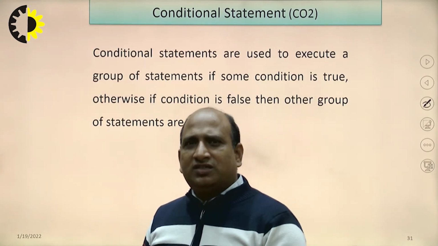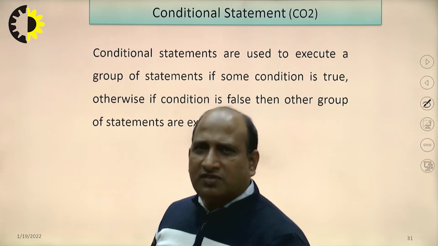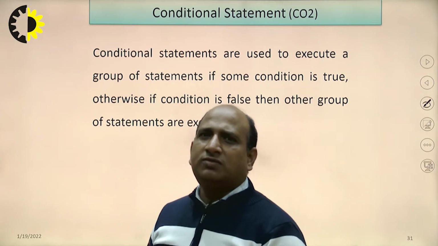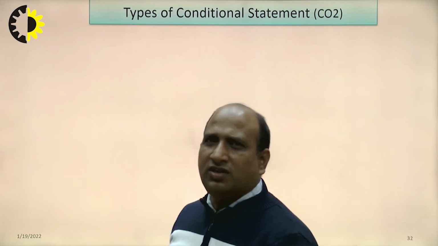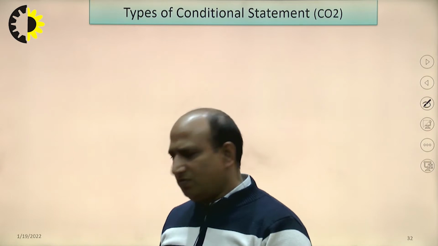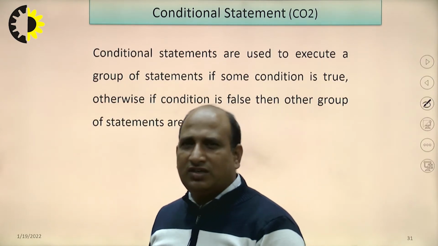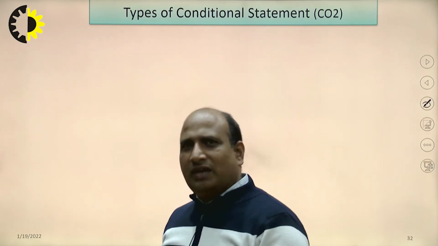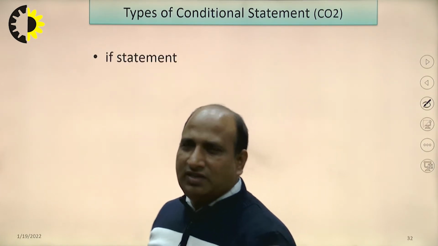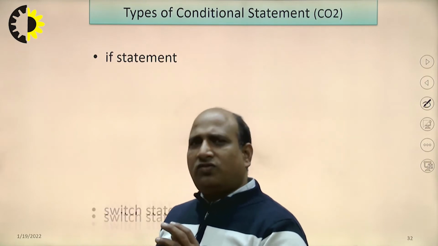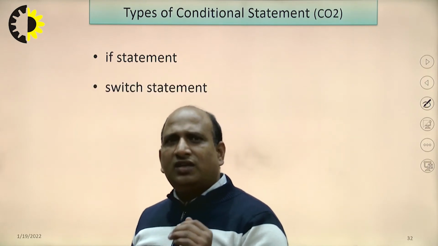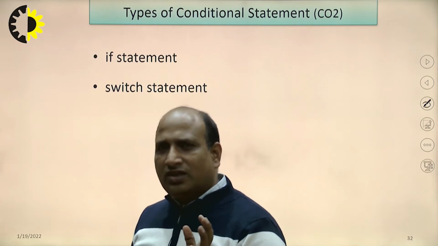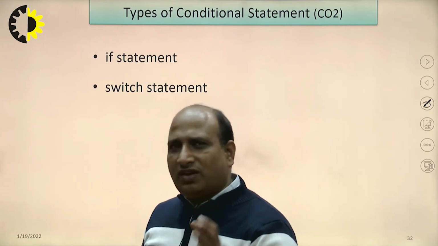Conditional statements are used to execute a group of statements if some condition is true, otherwise if the condition is false, then another group of statements is executed. In that situation we will use a conditional statement, as I have already told you. What are the different types of conditional statements provided by the C language? It is of two types: if statement and switch statement. If statements are of four types, and we will cover the switch case one by one.